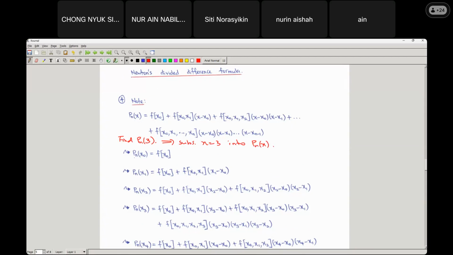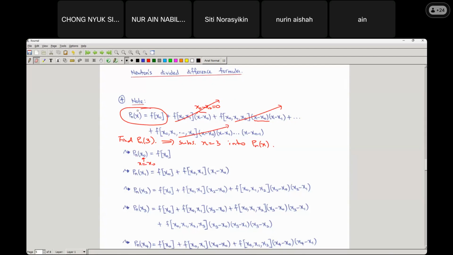So in this case, when x is equal to x0, what do you get? All the terms here will have x0 minus x0, which is equal to 0. Anything multiplied by 0 gives 0, so everything here will be 0, and you are only left with this one. This is how we get Pn(x0) equal to f(x0).